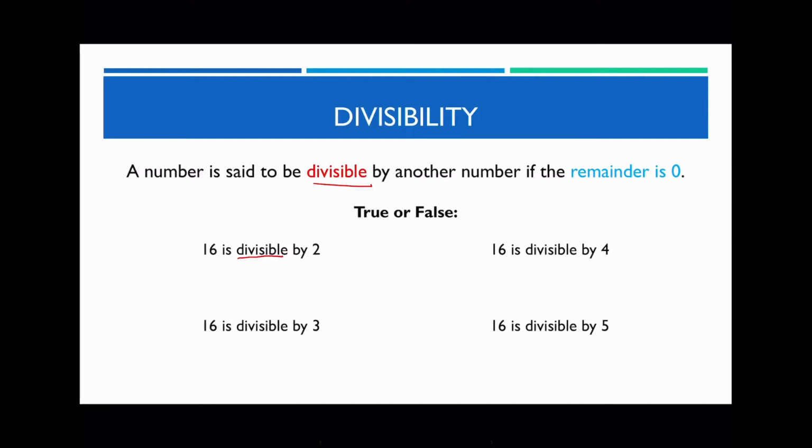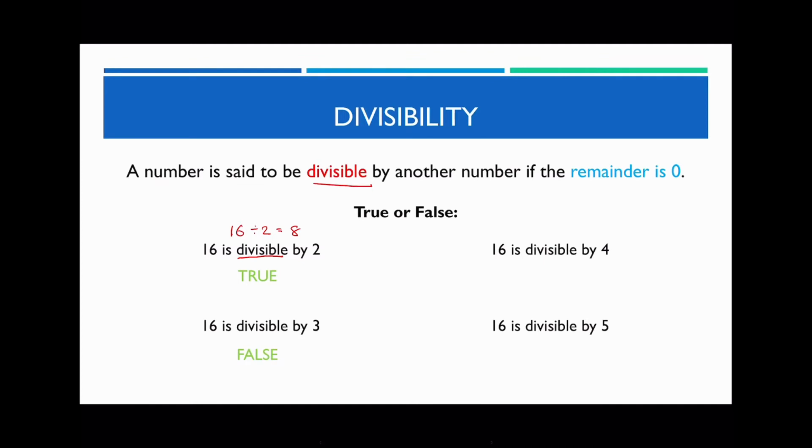Well, we know that if we were to divide 16 by 2, that will give us a nice whole number. This would give us 8. If it gives us a whole number without any remainders, therefore it is divisible. So in this case, 16 is divisible by 2. So this is a true statement. Down below, 16 is divisible by 3. Can 16 be divided by 3 into a nice whole number answer? Well, it cannot in this case. So therefore, this is going to be false.